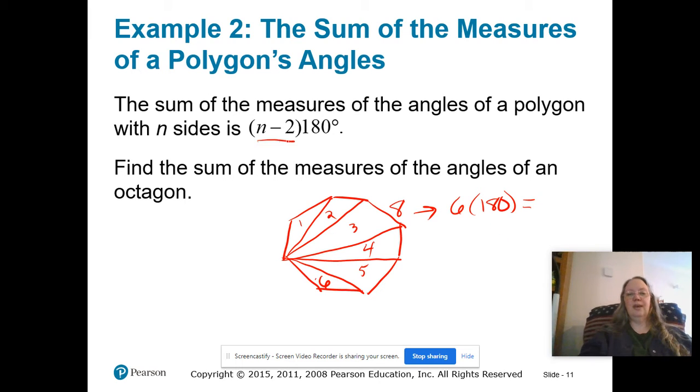So do you see where the n minus 2 comes from? I take the number of sides, subtract 2, and multiply times 180. I'm really doing a lousy job on this video. Sorry about that, guys. Okay, find the sum of the measures of the angles of an octagon. Well, here we go. 6 times 180 is 1080.